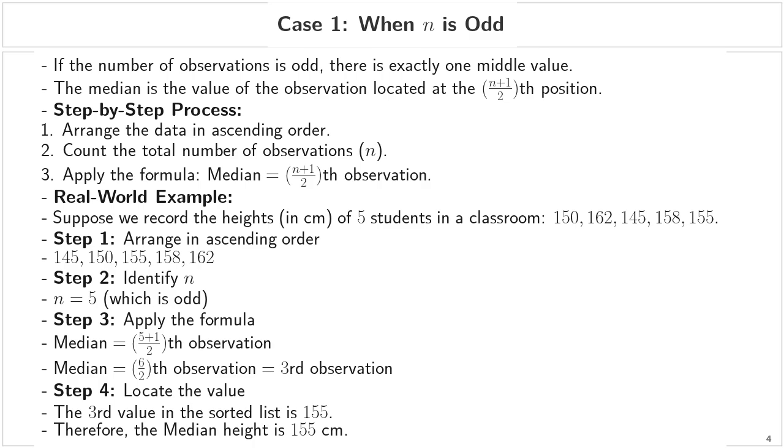Now that we understand the importance of sorting our data from the previous slide, let's dive into our first specific scenario. This was a simple case because n was odd. But what happens when we have an even number of students? Let's move on to the next slide to explore case 2.